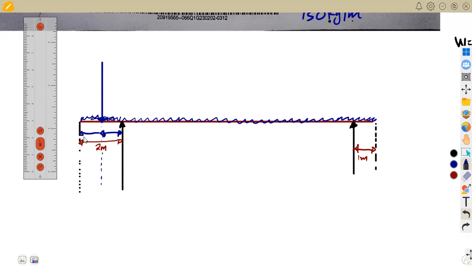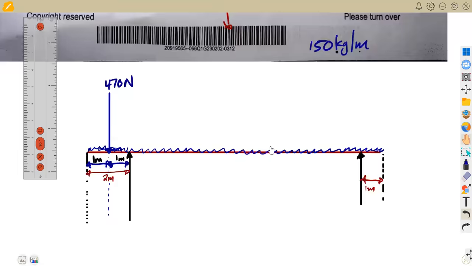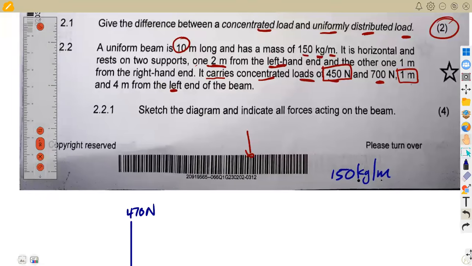of the left hand side here, from the left hand side to this point, there is going to be a difference of 1 meter from the left. But remember, before we are told that the whole distance here is 2 meters. So we subtract 2 minus 1, and we are left with 1 meter in between. So this is our point load of 450 Newton, like this. Sorry for that, 450.